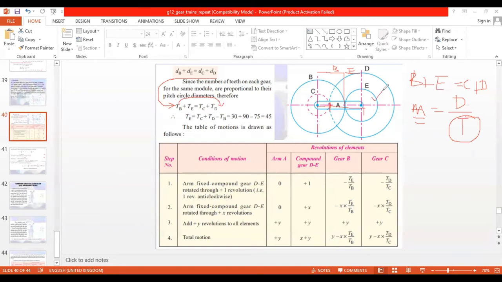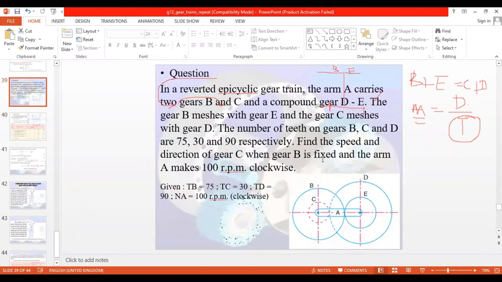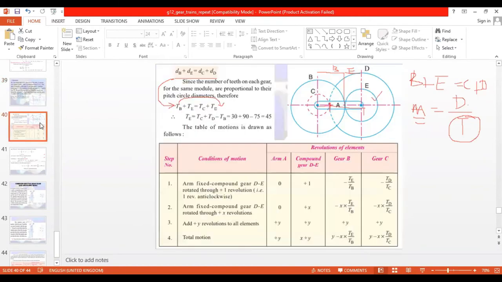Now we are going to find the velocity of B. That's the final question: find the speed and direction of C when gear B is fixed and the arm makes this many rotations clockwise. So finding the speed and direction of gear C is the prime task. For that, we need the number of teeth on E, and we have found it. Now we are going to move ahead with the question.